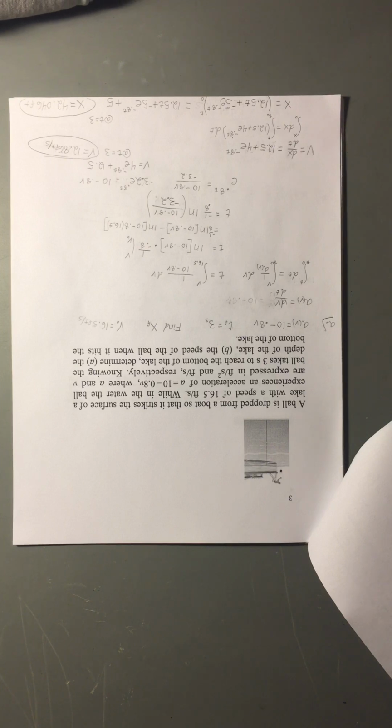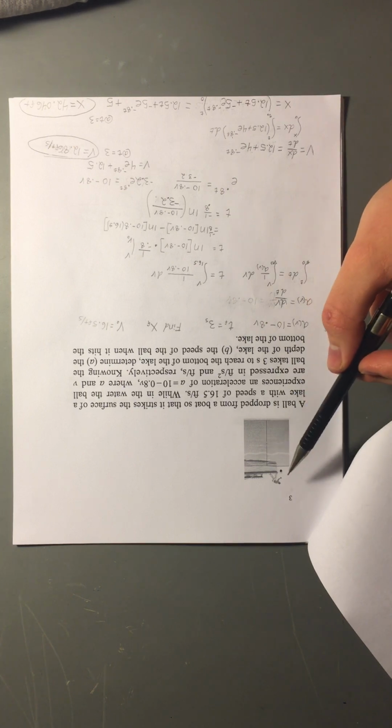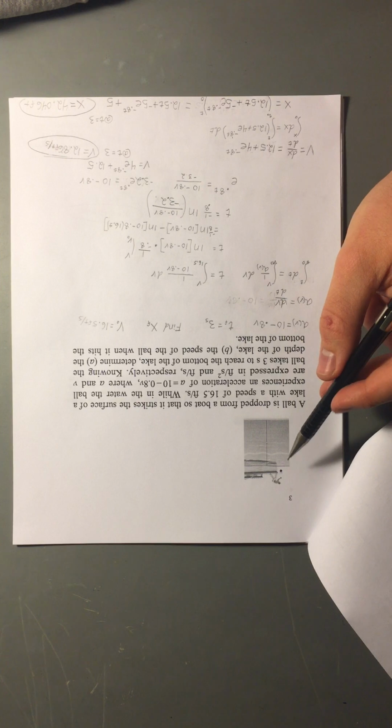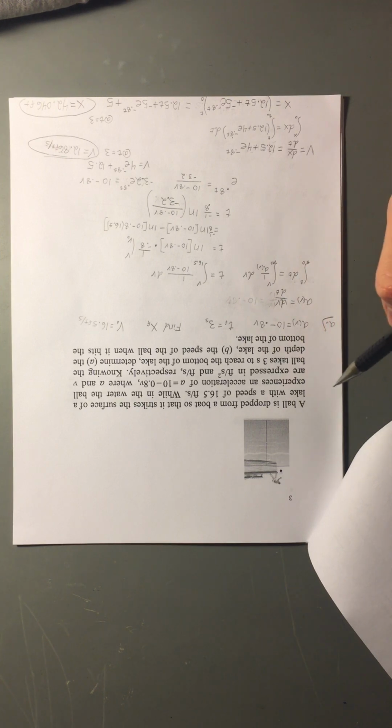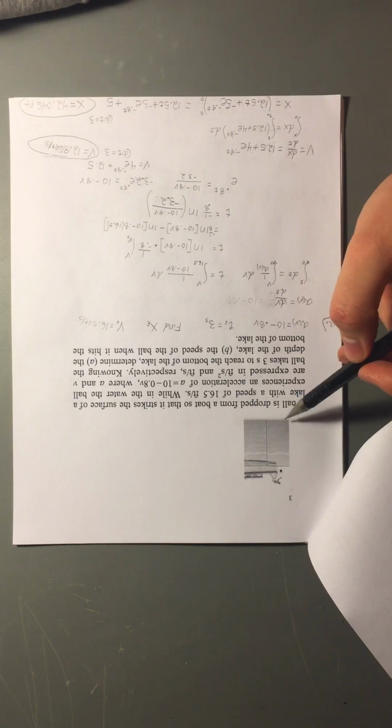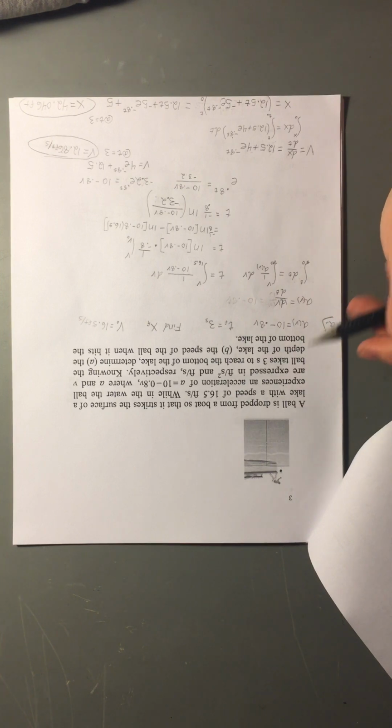Okay, so the third question we have here is a similar concept to the last problem we did. We have this boat with a ball being dropped off into the water. And we need to find out how deep this lake is and how fast the ball is going when it hits the bottom of the lake.